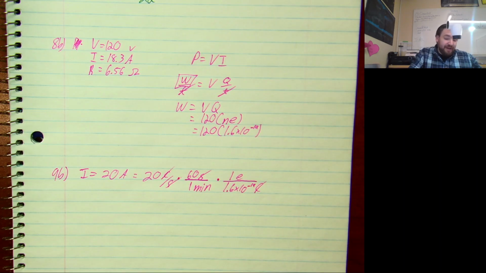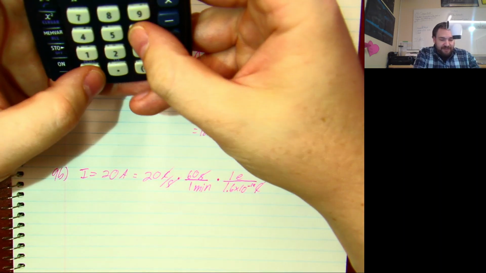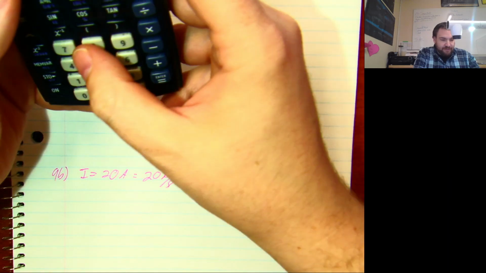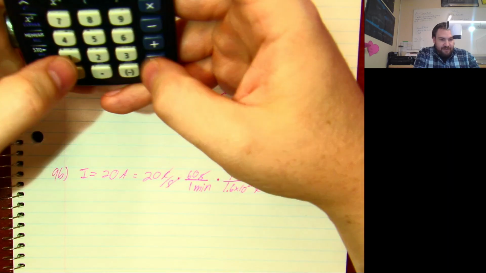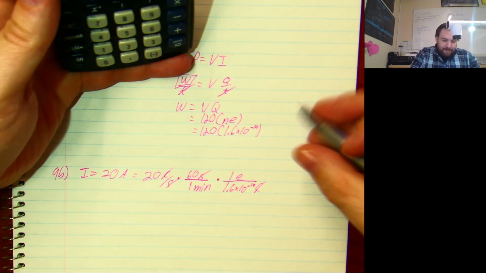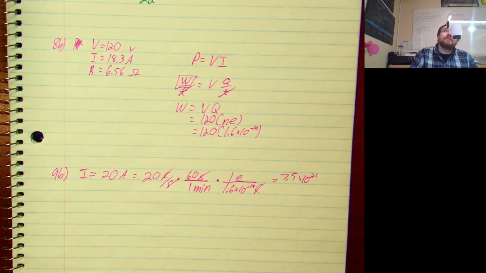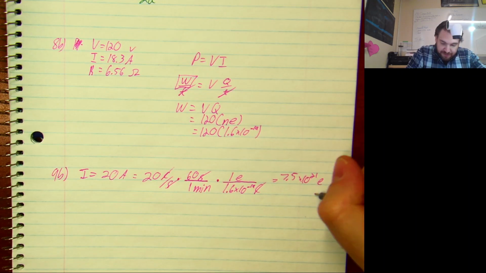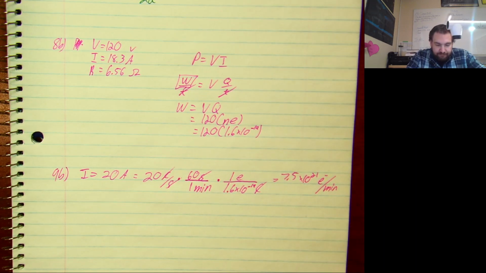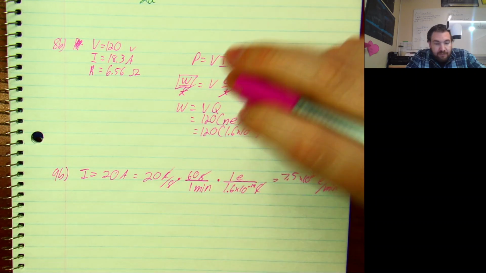Let's make sure we're actually right. 20 times 60 divided by 1.6 times 10 to the negative 19. I get 7.5 times 10 to the 21, which is what we're looking for. Electrons per minute. Cool? Okay, anybody else? Going once.